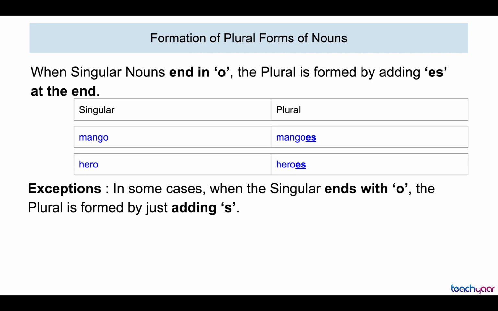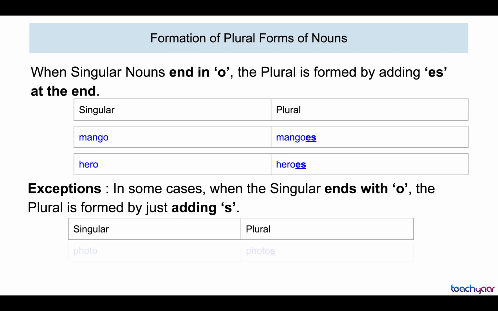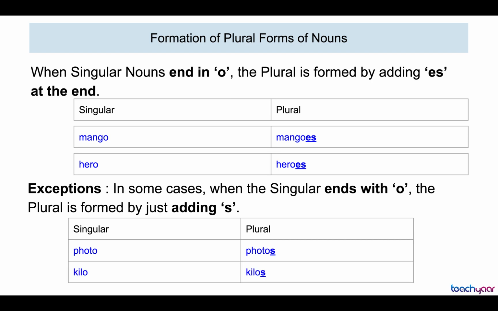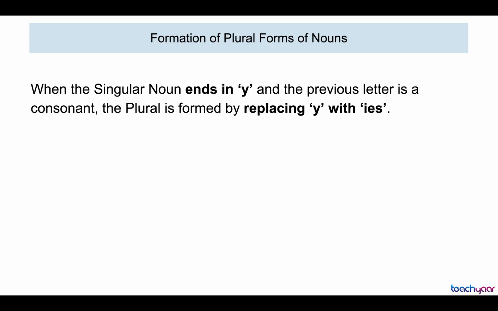But there's an exception to this. In some cases, when the singular ends with o, the plural is formed by just adding s. That means we don't have to add es, we just add s in some cases. Which are those cases? A few we will take up. Photo. And instead of adding es, we just add s. Kilo, kilos. So this is why it's important to learn these words individually, because there are lots of exceptions to the rules.